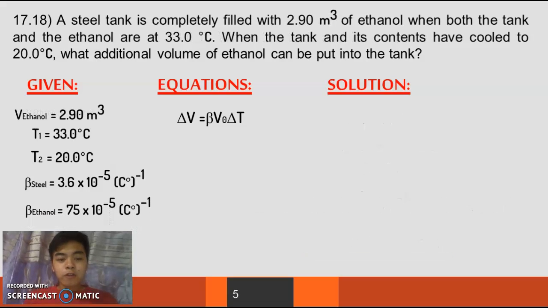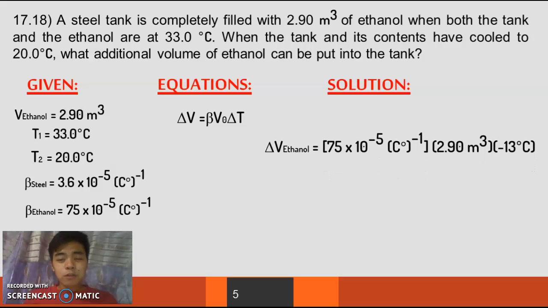Now let's solve for the change in volume of the ethanol. It's just the same formula, but with a different coefficient, because now the coefficient for the ethanol is 75 times 10 to the negative 5. Just plug it all in to give us a value of negative 28.2 times 10 to the negative 3 cubic meters. Again, it's with a negative sign, meaning it gets smaller.